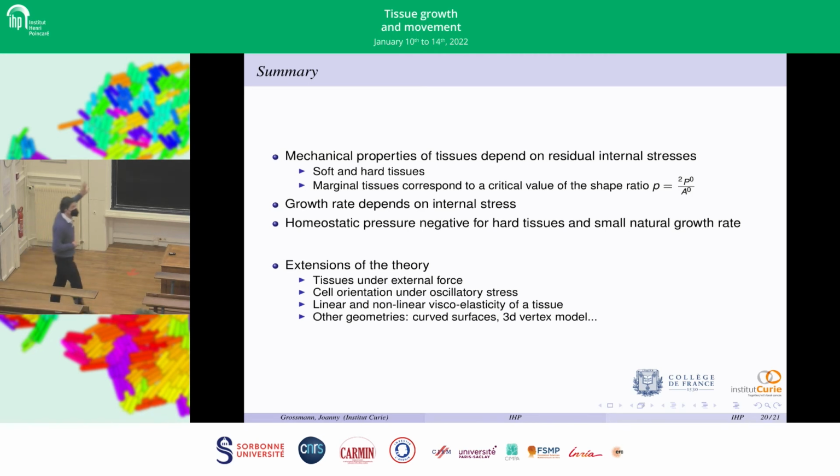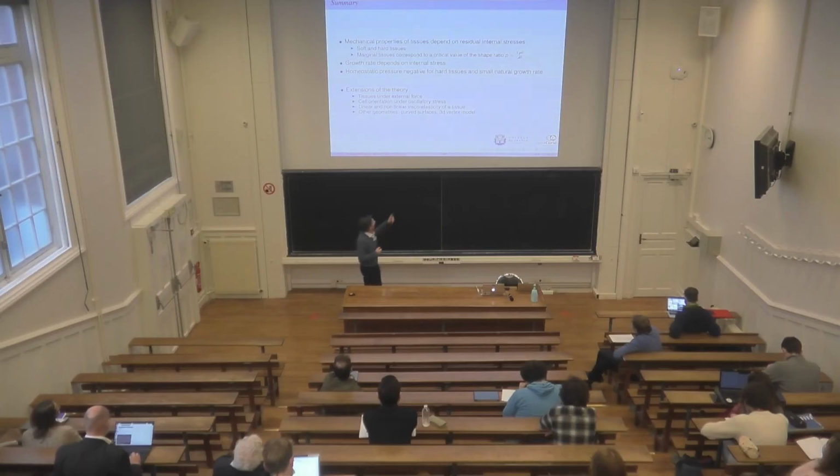The important thing is that there is a difference between what I call soft and hard tissues. For soft tissues, there are no internal stresses, and I was going to say everything is simple. For hard tissues, the internal stresses play a role. For instance, they can dominate the homeostatic pressure in the results that I give you. There is a marginal tissue in the middle, which corresponds to a critical value of the shape ratio.